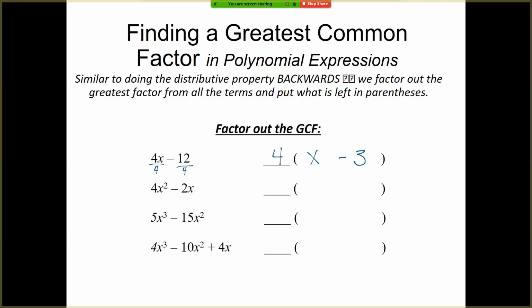For the second one, we have 4x squared minus 2x. In this case, our greatest common factor would be 2x. So to figure out what goes in parentheses, divide both terms by 2x. So 4x squared divided by 2x, 4 divided by 2 is 2. X squared divided by x is x. Then for your last term, -2x divided by 2x, well, a negative divided by positive is negative. 2x divided by 2x is 1. You've got to have that placeholder there. You can't just leave it out.